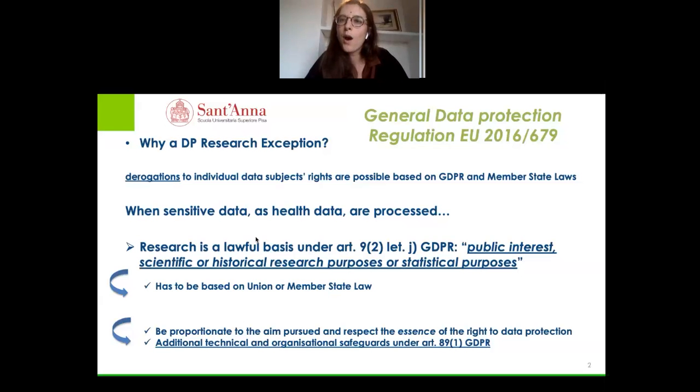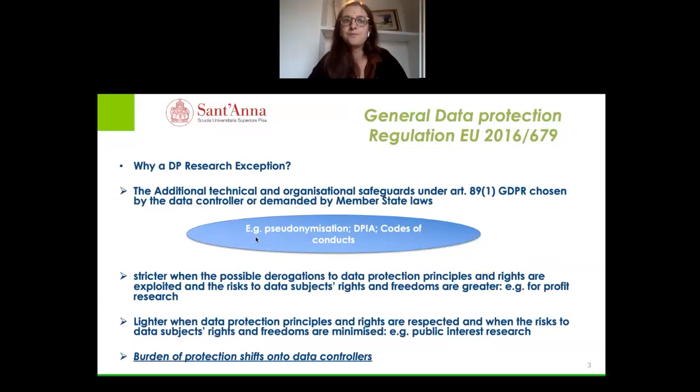And in order to do this, the General Data Protection Regulation under Article 9, Paragraph 2, letter J, explicitly requires data controllers, as Professor Comandé was already mentioning, to implement additional technical and organizational safeguards. Now, these additional technical and organizational safeguards have to be based again in Union or Member State law. So Member State law can define and provide clearer guidance about what exactly these additional technical and organizational safeguards have to be with respect to the specific research processing activities. Nonetheless, already from a general reading of the data protection framework, some specific safeguards can be immediately identified.